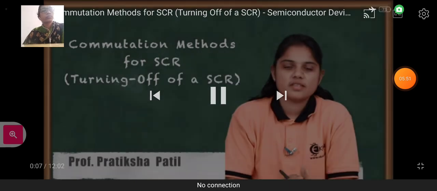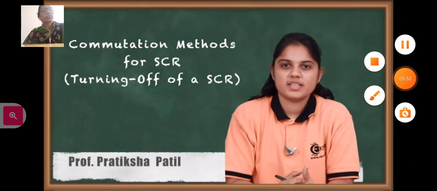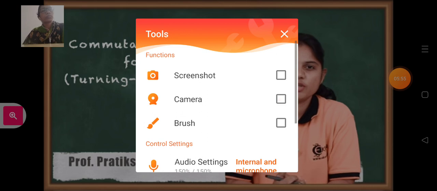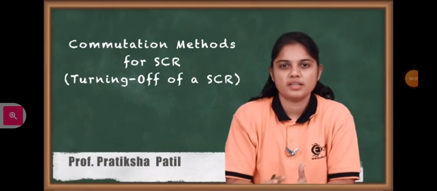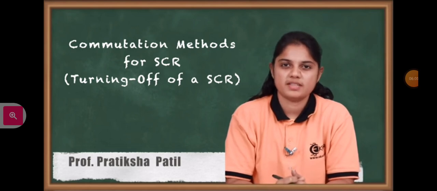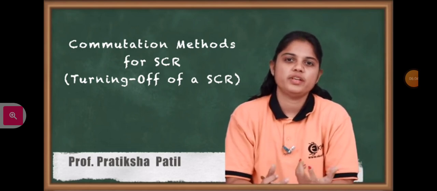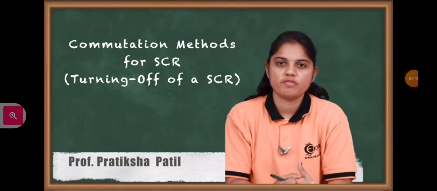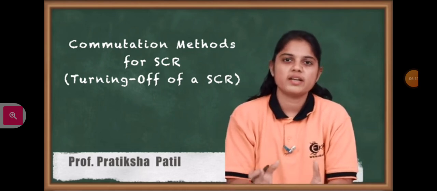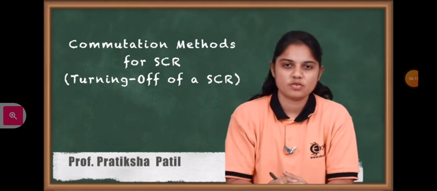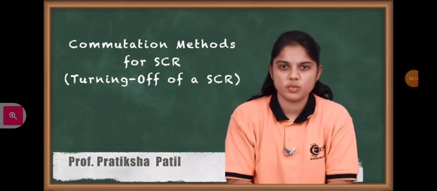We have discussed turning on methods of SCR. Now in this video we are going to see commutation methods of SCR. Commutation methods are nothing but turning off of an SCR. Now what are the different types of methods or different types of circuits that can be used to turn off an SCR, or whether the SCR itself can be turned off on its own, that we are going to see in this video.